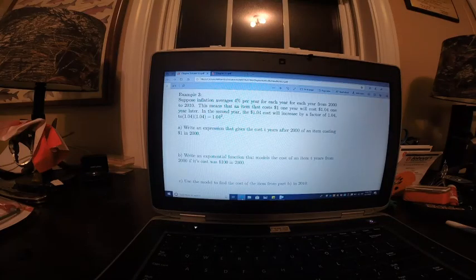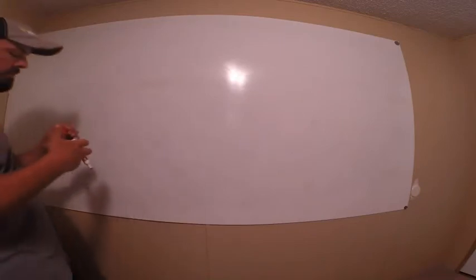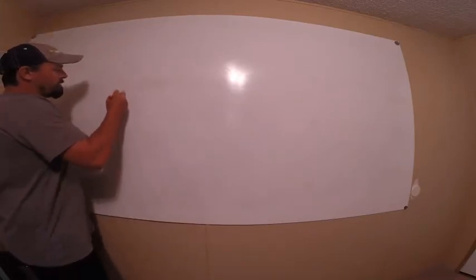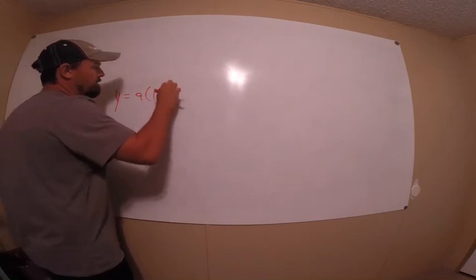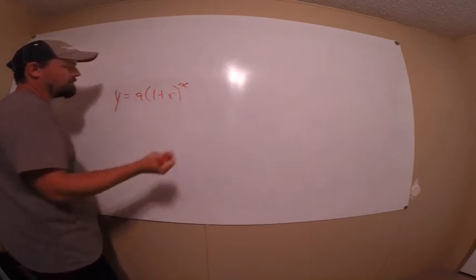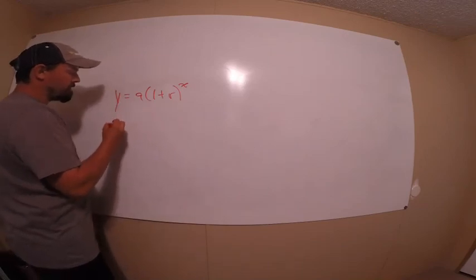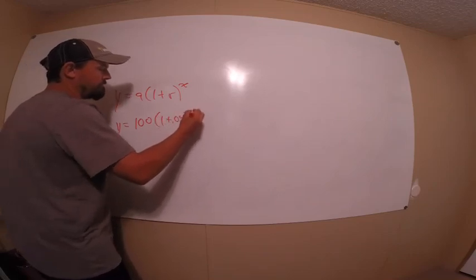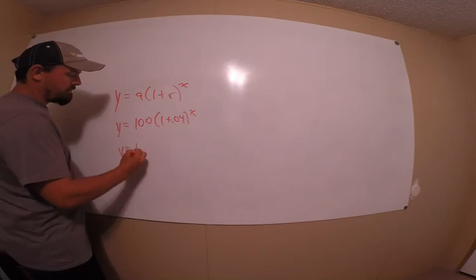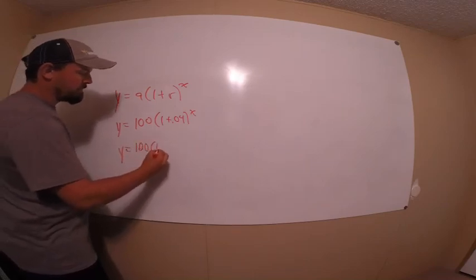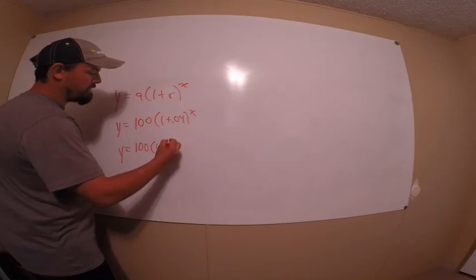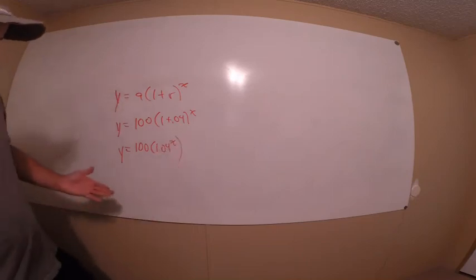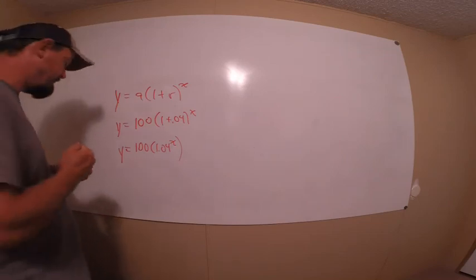B says write an exponential function that models the cost of an item t years from 2000 if its cost was $100 in 2000. So let's take it to the board and do that one. Alright, so if we use our equations that we know, what we've got is y equals a times 1 plus r to the x. Our rate here is still 4%, but here our initial value is $100. So using the equation from our definition, we get 100 times 1.04 raised to the x. Okay? It's that easy.